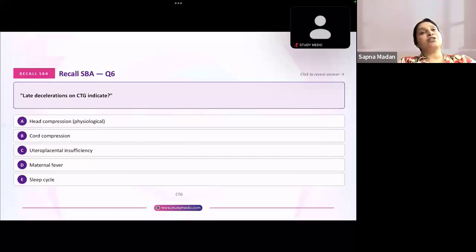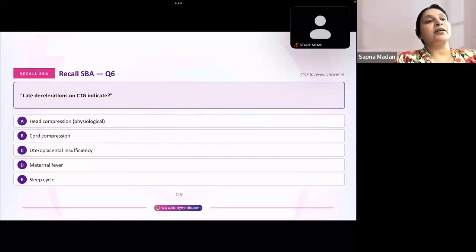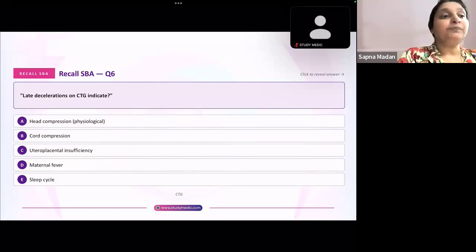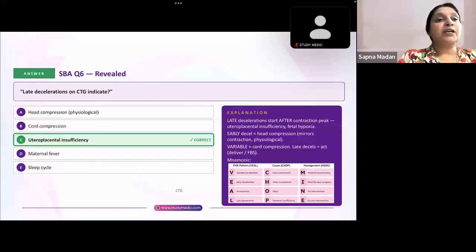If there are late decelerations on a CTG, what does that indicate? Is it a sign of head compression, which is physiological? Is it a sign of cord compression? Is it uteroplacental insufficiency? Does it mean that maternal fever is there? Or is it a sign of fetal sleep cycle? Late decelerations we had discussed. Any late deceleration is red. It is pathological. So it is not A, not B, it is C, uteroplacental insufficiency.